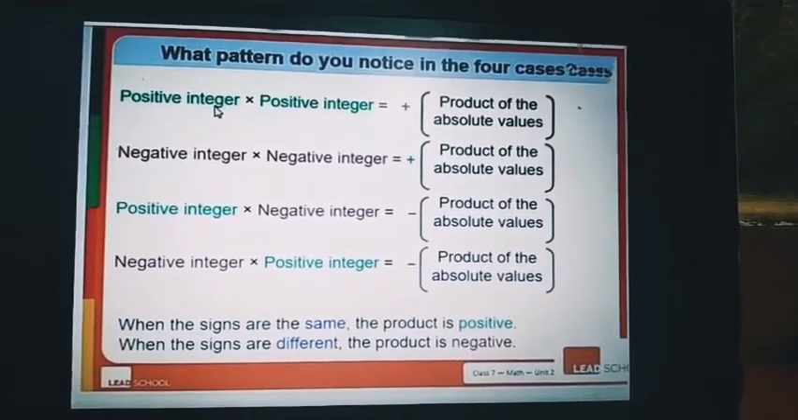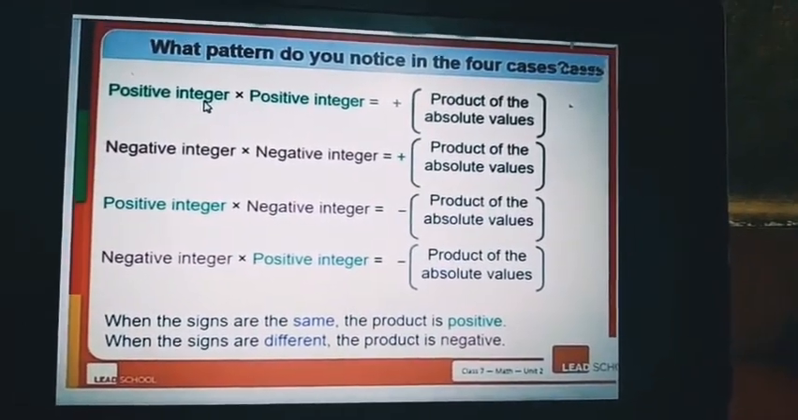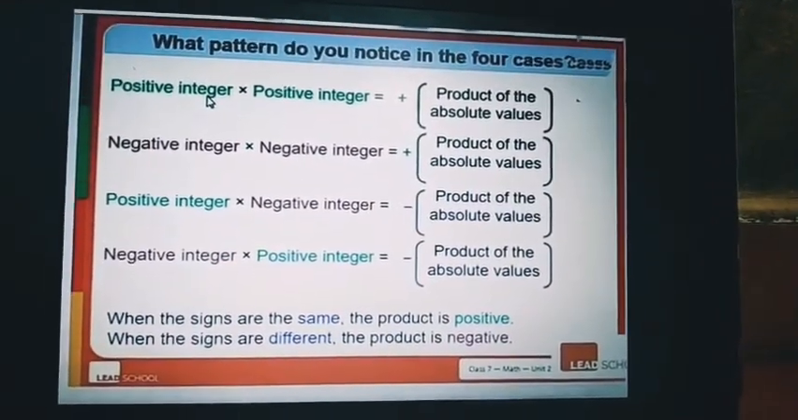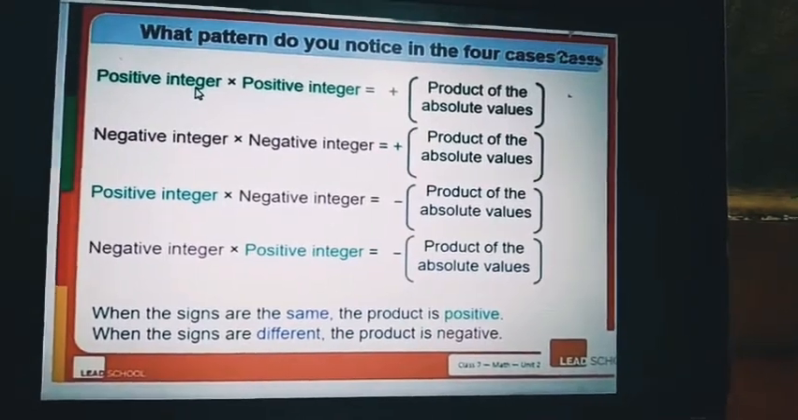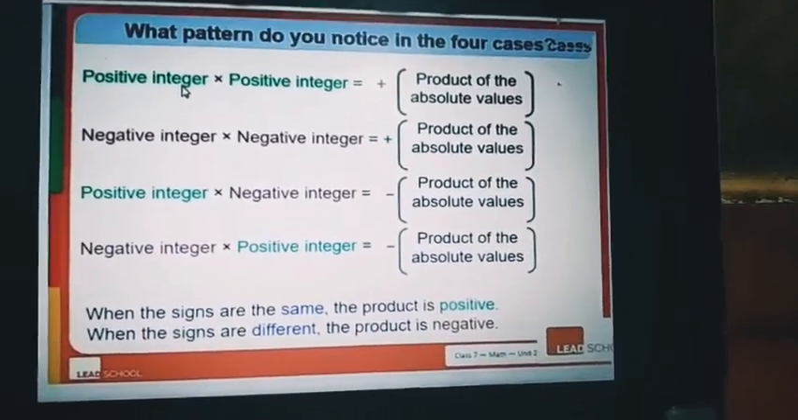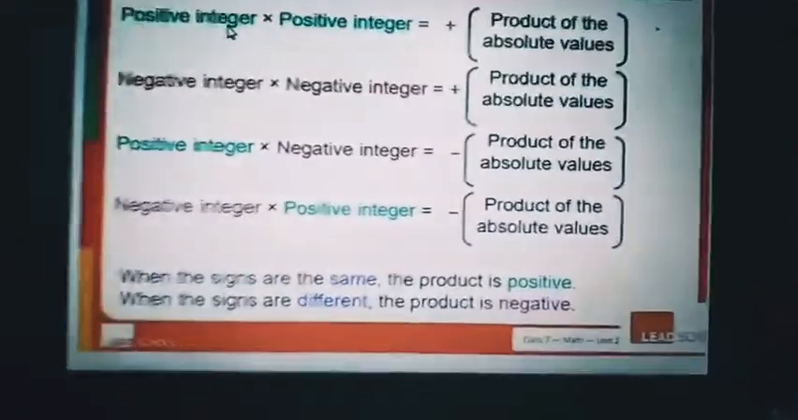When the signs are the same, the product will be positive. If both the numbers are positive, the answer will be a positive integer. If both the signs are different, one positive and one negative, the product will be a negative integer.